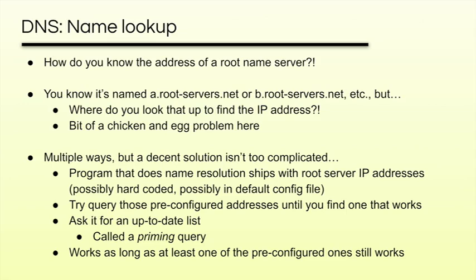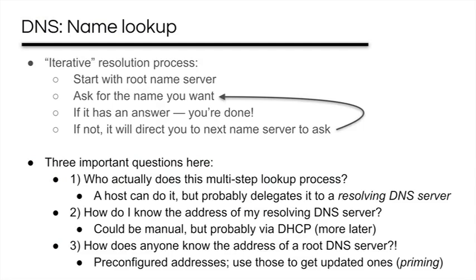Basically the program that does the name resolution ships with the root server IP addresses, hard-coded or in a configuration file, that were current when the program was shipped. The program tries to query each of those pre-configured addresses until it finds one that works, and then it asks for an up-to-date list. This is called a priming query. This works as long as at least one of the pre-configured ones still works. So, how does one know the address of a DNS root server? Pre-configured addresses, which are then used to get updated ones through the process of priming.